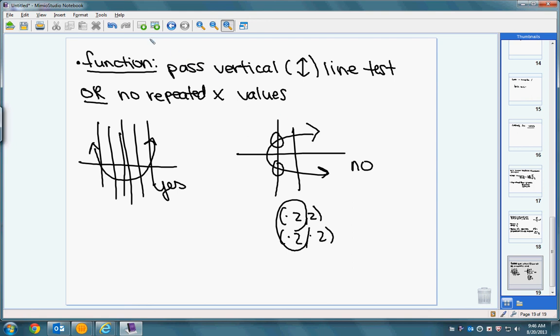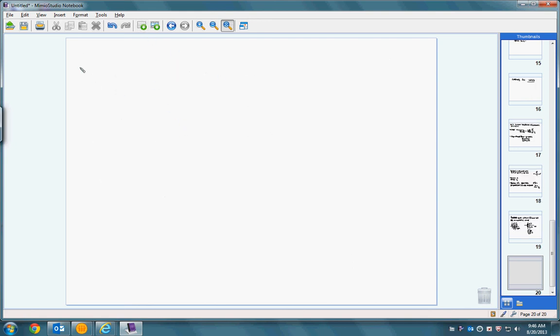If you have any questions, take a minute and write them down now. If not, I'm going to go ahead and move on to the first few examples. So this is from section 2-1. Number 1.